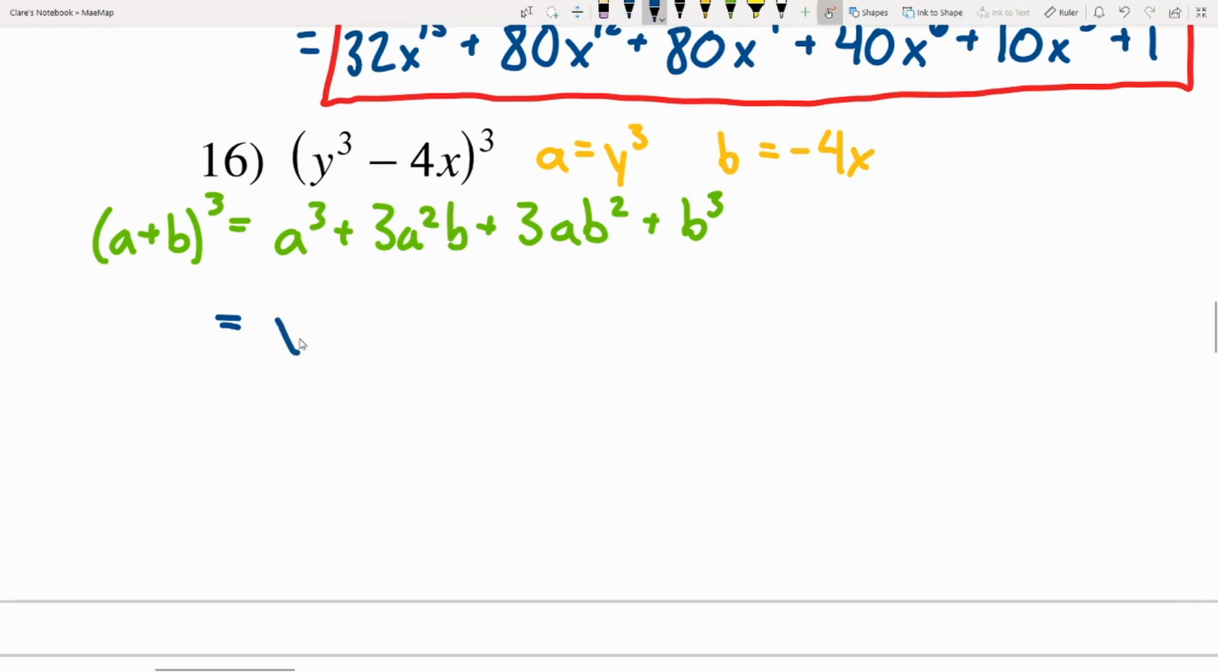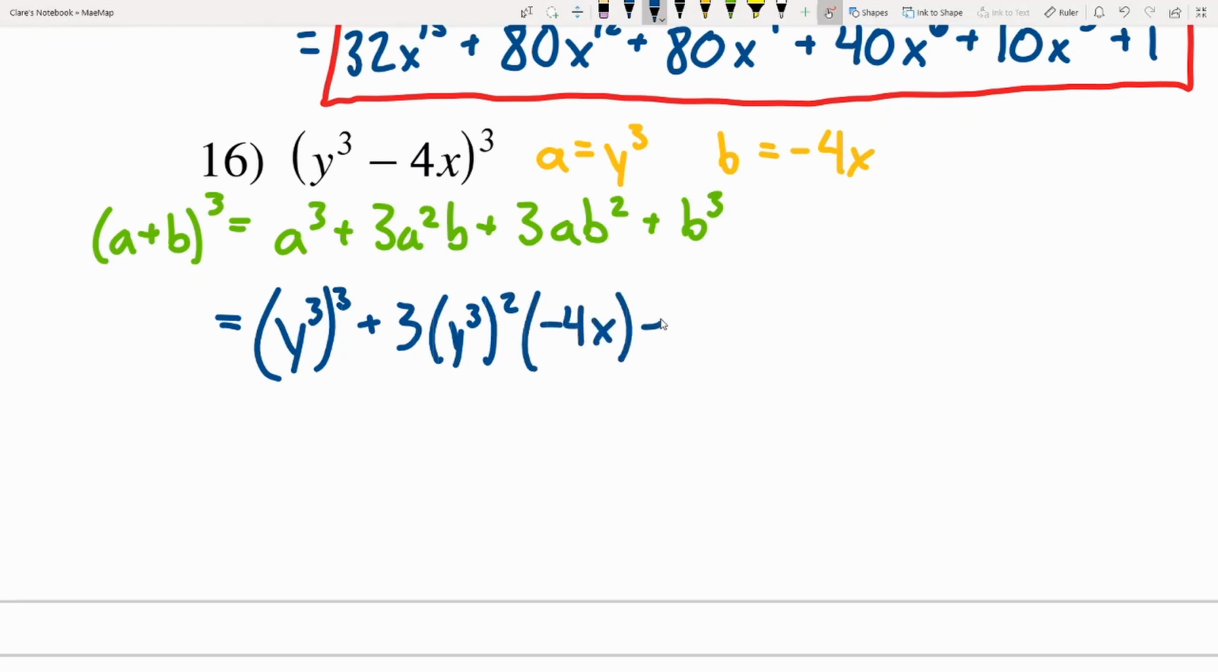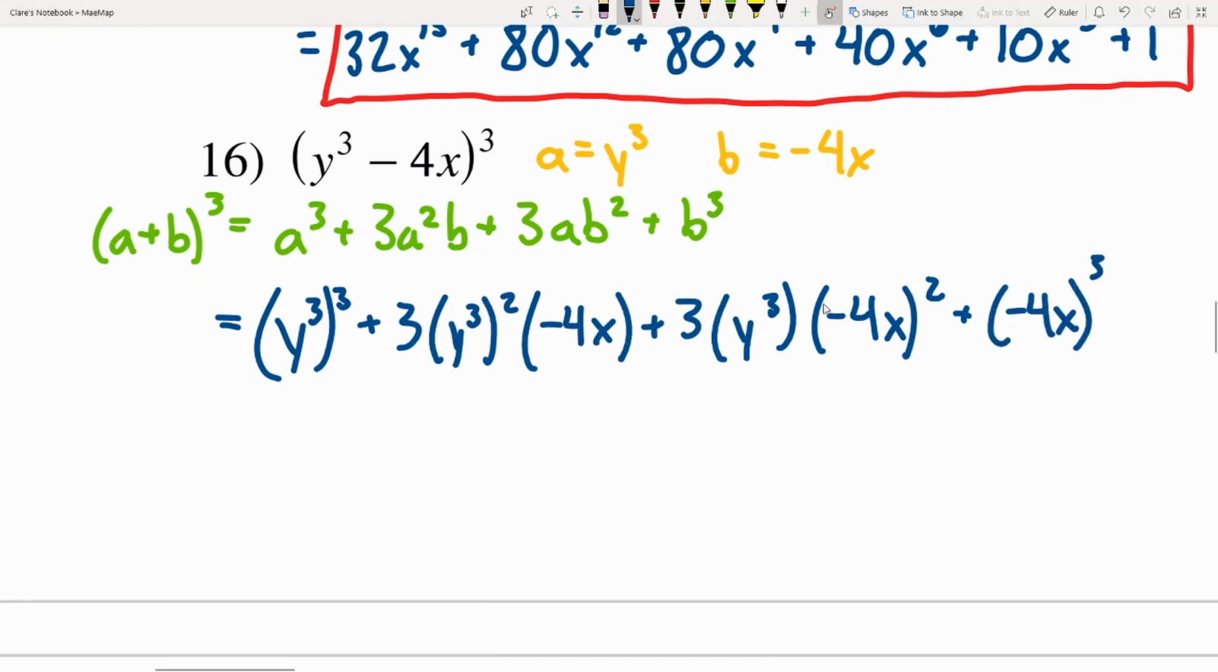A cubed is y cubed cubed, because my a is y cubed and I'm cubing it. And then I have 3 times y cubed squared times b, which is negative 4x, plus 3 times y cubed times b squared, negative 4x squared, plus b cubed, which is negative 4x, that quantity cubed.